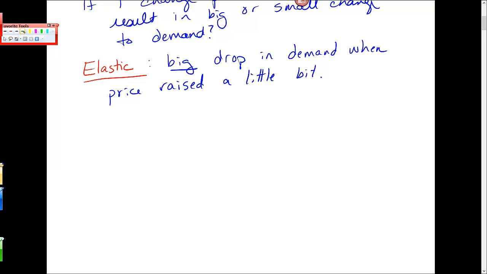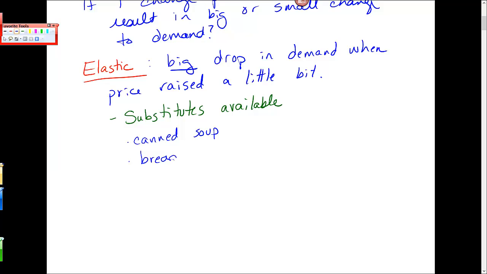A lot of elastic goods have substitutes available. So, for example, we might do canned soup. I go to the store to buy a can of Campbell's soup. It's $1.75 and the store brand is 75 cents. The demand for Campbell's soup will largely fluctuate because there's a ready substitute available. Same thing if you think about the bread aisle. If you're just looking for plain white bread or even a plain loaf of wheat bread, a lot of times you'll make that choice based on price and what's cheapest.